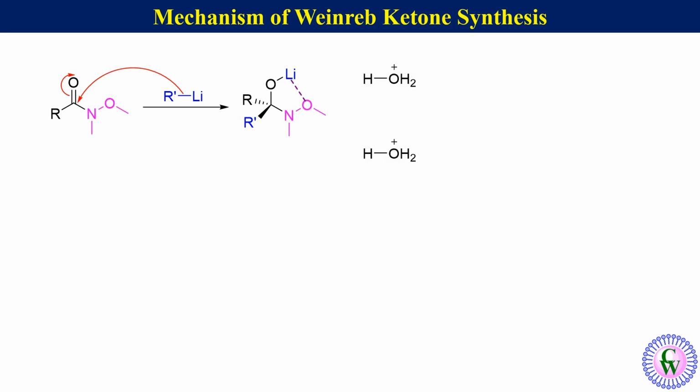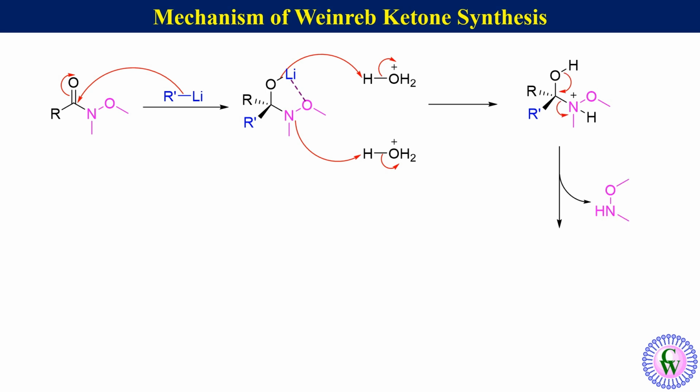During acidic workup, oxygen and nitrogen get protonated to produce another tetrahedral intermediate with positive charge on the methoxymethyl residue that makes it a beta leaving group. This tetrahedral intermediate then removes methoxymethylamine to produce ketone.